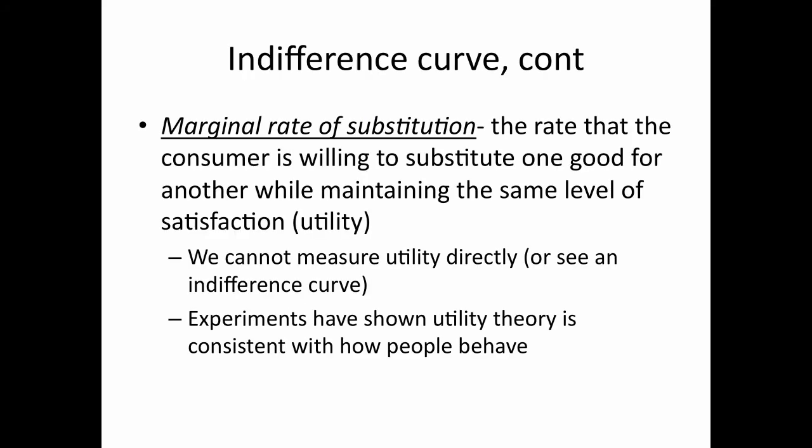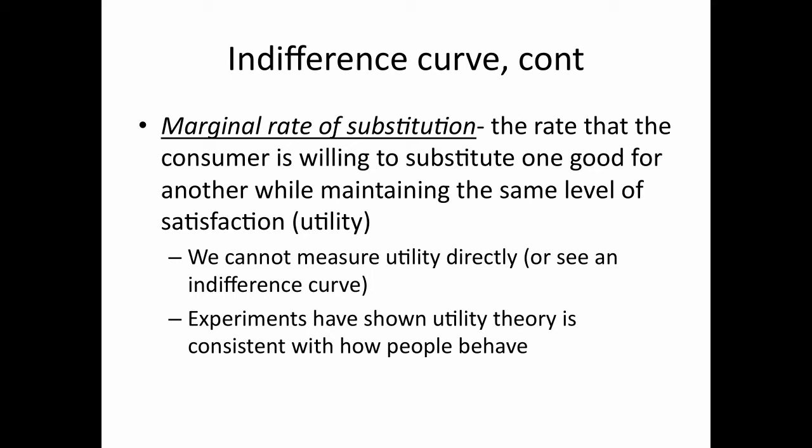Now, those indifference curves are really important. They also reflect something that we saw when we talked about production, and that's the marginal rate of substitution. In the context of the consumer's indifference curve, the marginal rate of substitution is simply the rate at which the consumer is willing to substitute one good for another while keeping the level of utility fixed. Really what we're doing is talking about the slope of the indifference curve at a particular point.